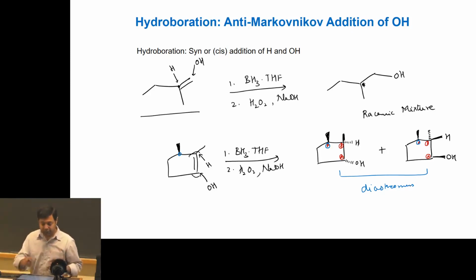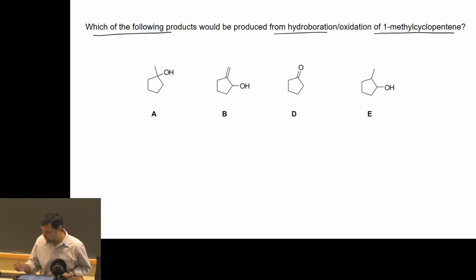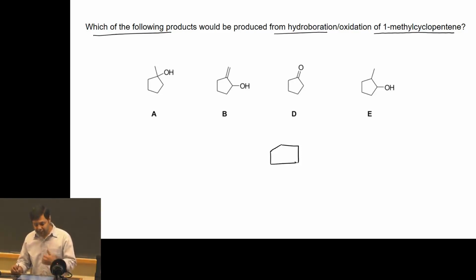So let's take a couple of questions on hydroboration. Here is the first question for you. You can pause the lecture here for a minute to answer this question. All right, let's take a look at this question. Which of the following products would be produced from hydroboration oxidation of 1-methylcyclopentene? So let's first write down what is 1-methylcyclopentene. Cyclopentane is a 5-membered ring. Pentene means you have a double bond.